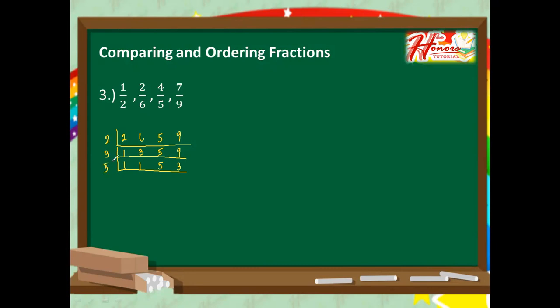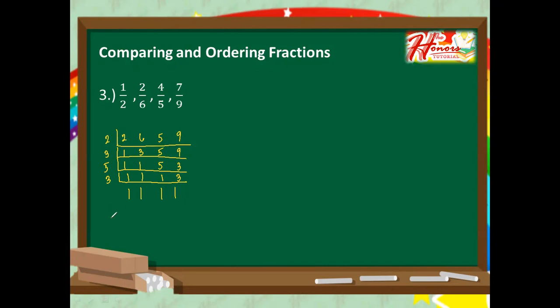So we have here 5. We can use 5 because 5 is a prime number. So bring down 1, 1. 5 divided by 5 is 1. 3 divided by 5 is not possible, so please bring down 3. And think of a prime number that can divide 3. We can use 3 because 3 itself is a prime number. So 1, 1, 1. 3 divided by 3 is 1. So we will stop here because we already reached our goal to have 1 at the last of our ladder.